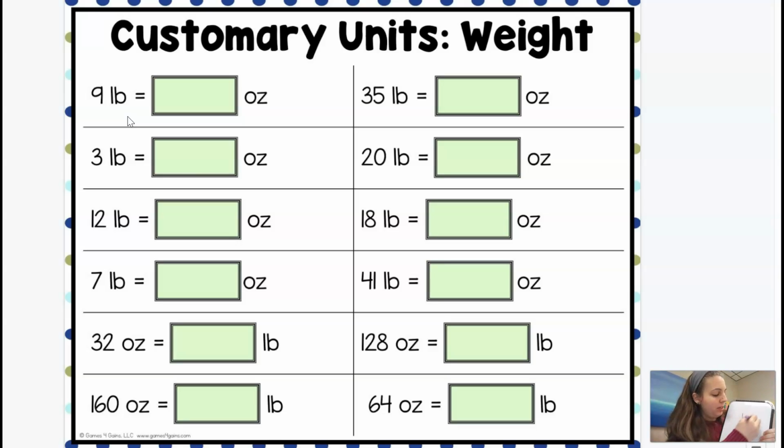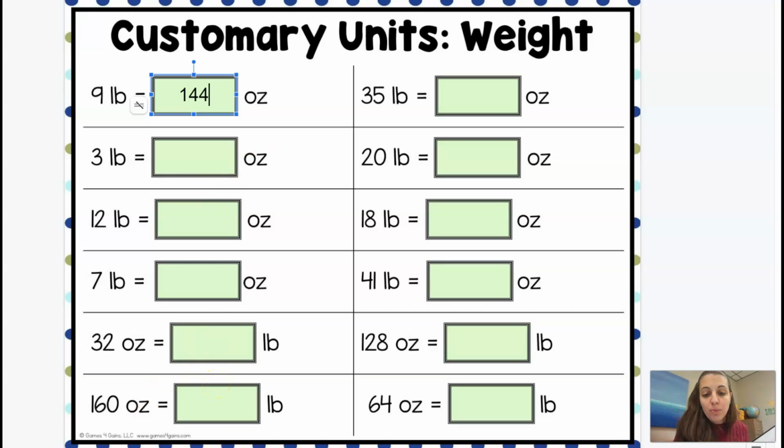9 times 16. 9 times 6 is 54. 9 times 1 is 9, plus 5, 14. So I have 144 ounces. I'm gonna write here, okay? So I have to multiply by 16.